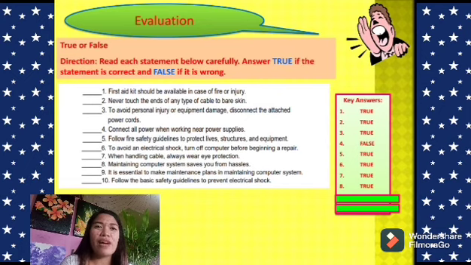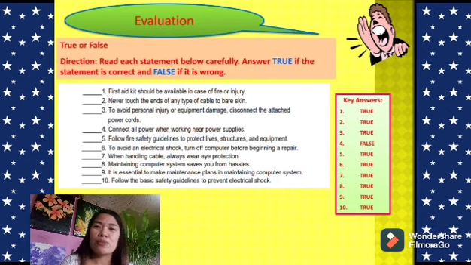Okay, true. Correct. Next. It is essential to make a maintenance plan in maintaining a computer system. What is the answer? True. Correct. Follow the basic safety guidelines to prevent electrical shock. What is the answer? True. Okay. Correct. So you are perfect.